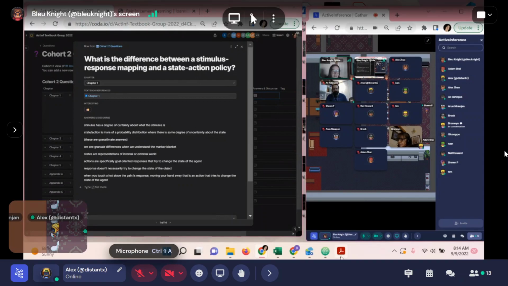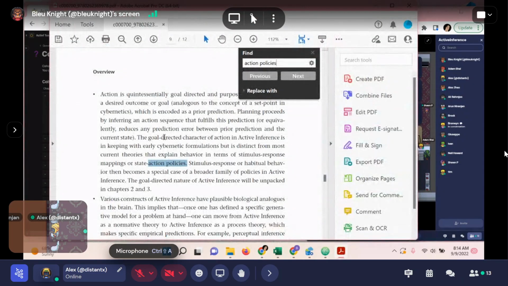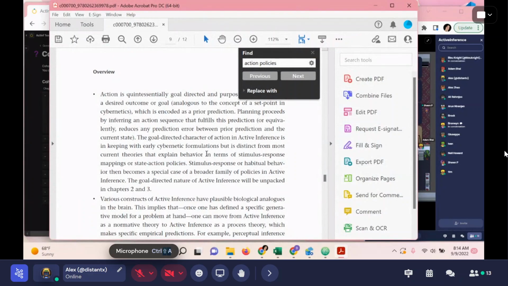Cool. Awesome. Thank you very much. I looked that up actually. I think that when they talked about state action policies, they were using it in the machine learning sense, because the textbook says the goal-directed character of action in active inference is in keeping with early cybernetic formulations, but distinct from most current theories that explain behavior.